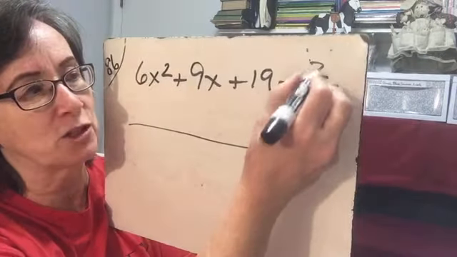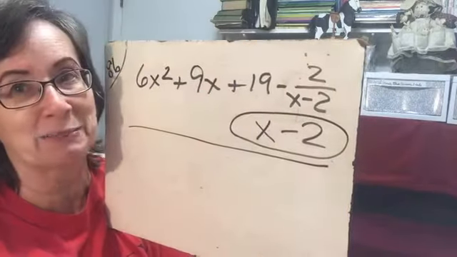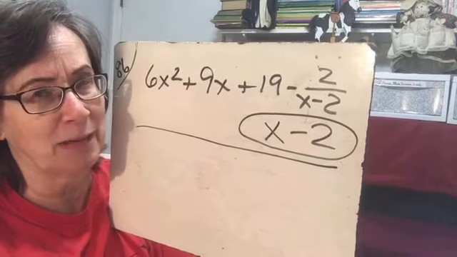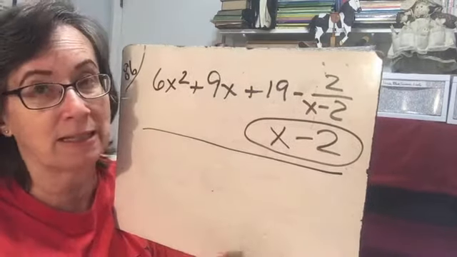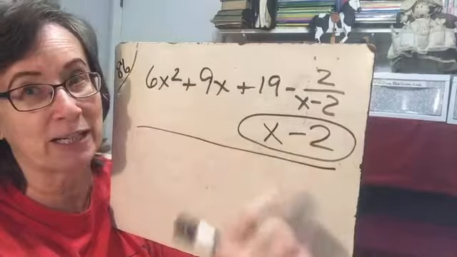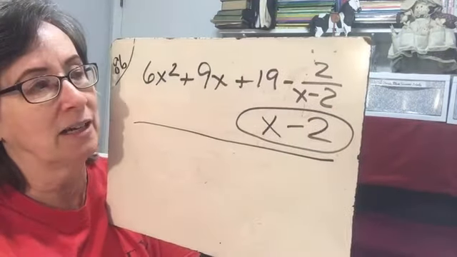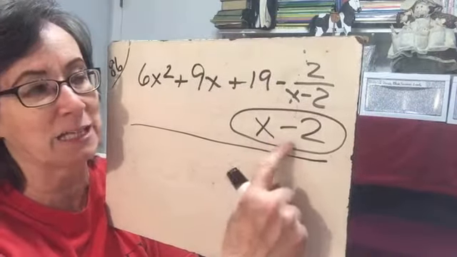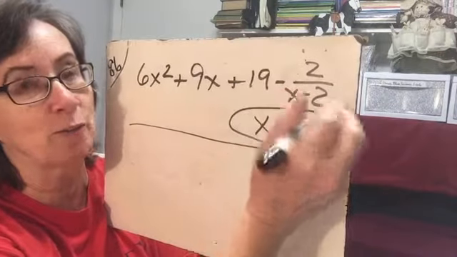In other words, this is 2 over x minus 2, but we're going to multiply by the whole x minus 2 instead of taking it in parts and multiplying by the negative 2 and then multiplying by the x. Now the rest of it will multiply by each part individually, but for this last fractional remainder, we're just going to take x minus 2 and multiply it by negative 2 over x minus 2.